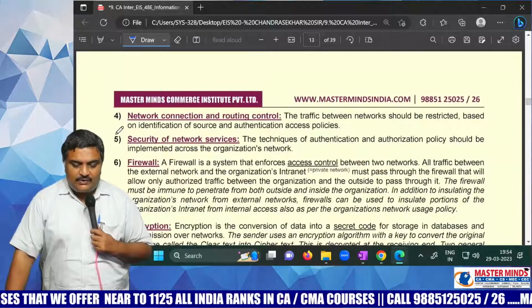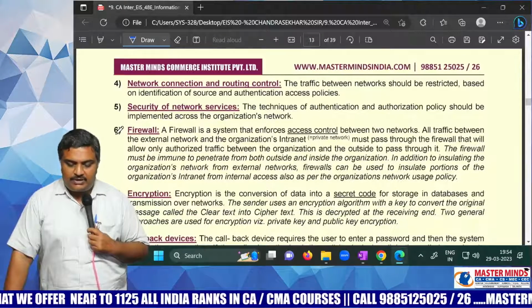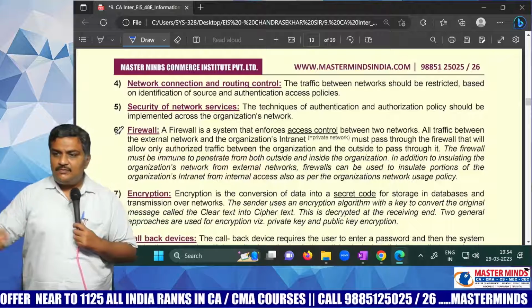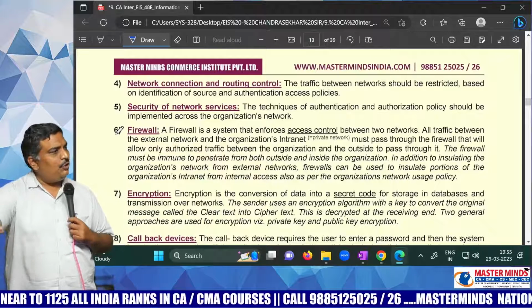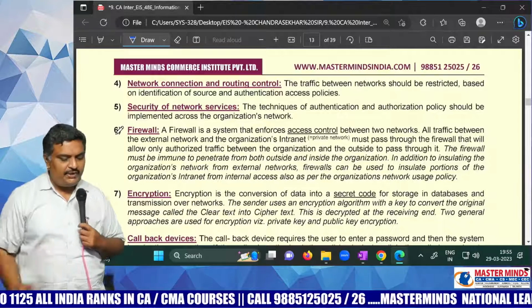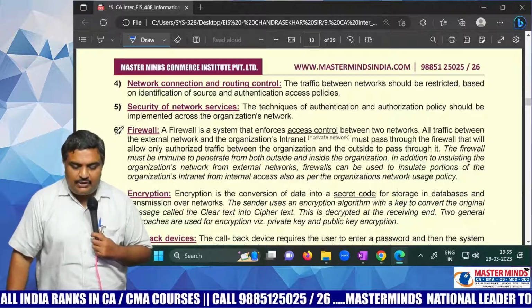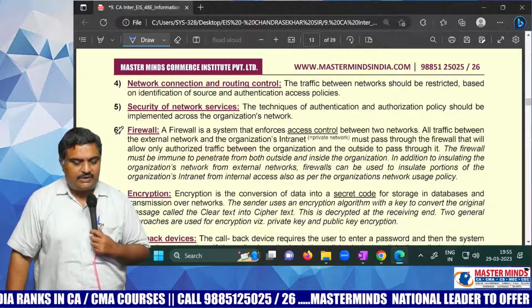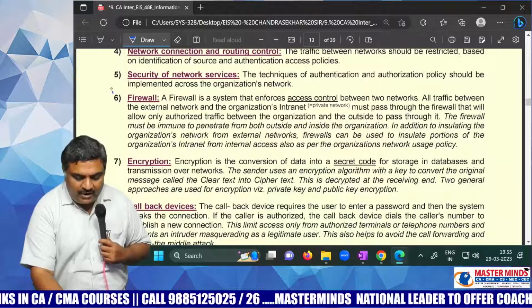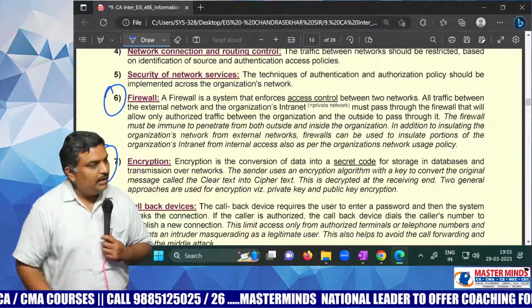Now, network connection and routing control. Network connection and routing control means what? I told you, who should open which sites? Only those permissions we need to give them. And security of network services. Security of network services means what? You need to use firewall, encryption, all these things.